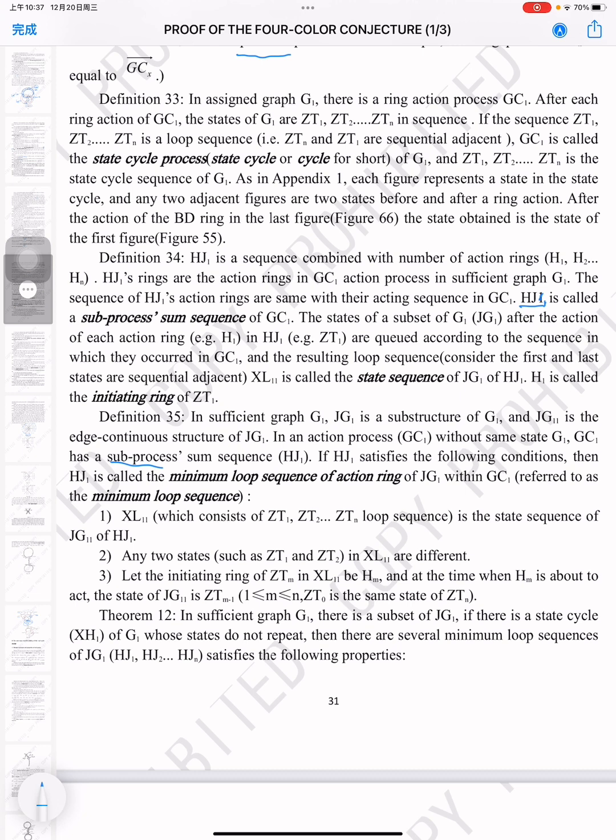If HJ1 satisfies the following conditions, then HJ1 is called the minimum loop sequence of action rings of JJ1 within JC1. 1. XL11, which consists of ZT1, ZT2, and so on to ZTN loop sequence, is the state sequence of JJ11 or HJ1. 2. Any two states in XL11 are different. 3. Let the initiating ring of ZTM in XL11 be HM, and at the time when HM is about to act, the state of JG11 is ZTM-1.